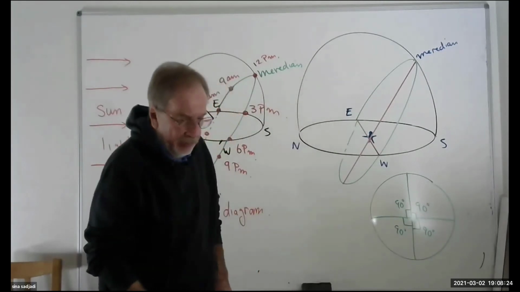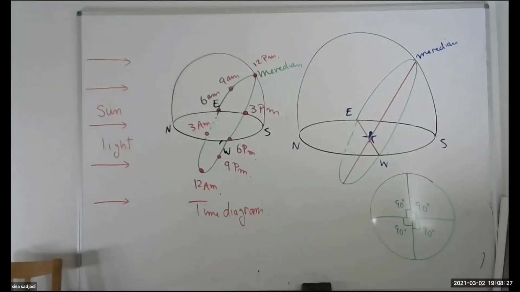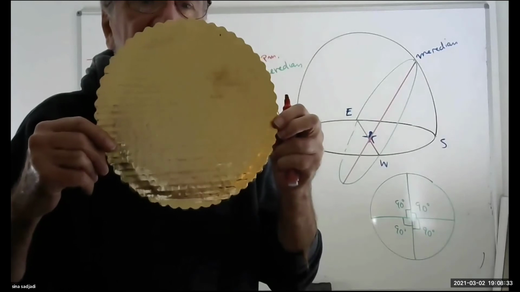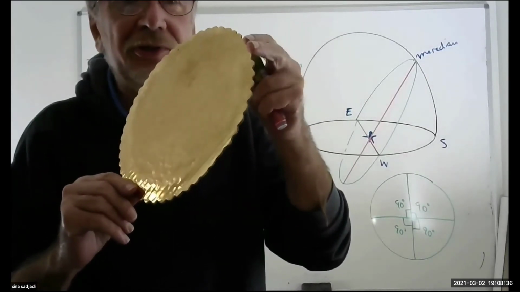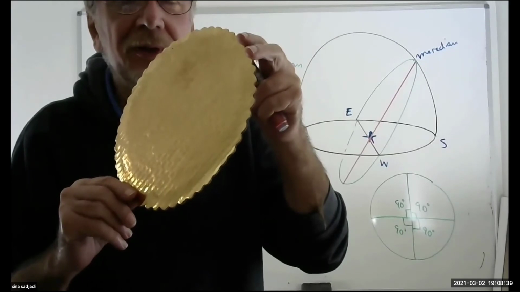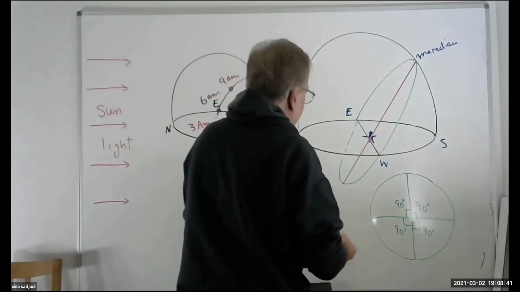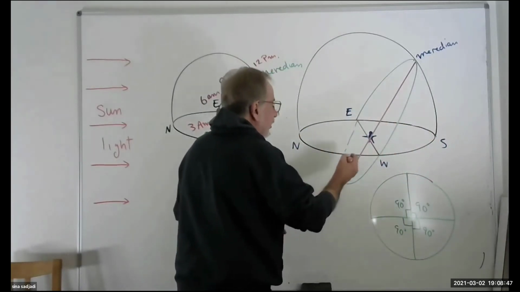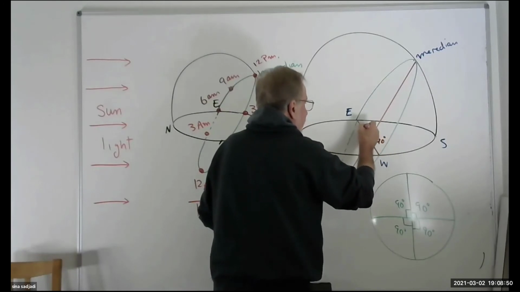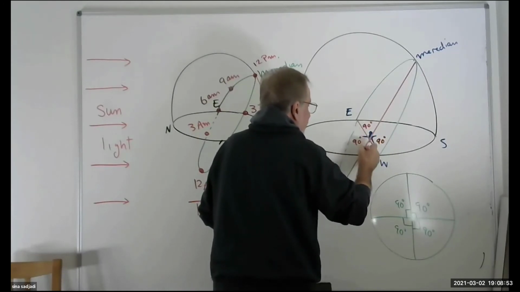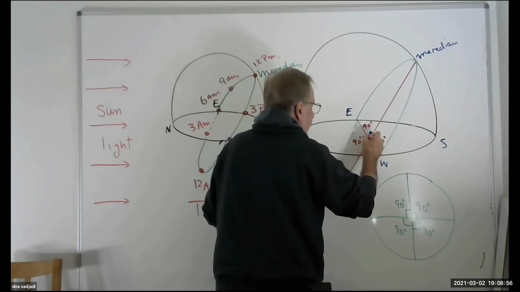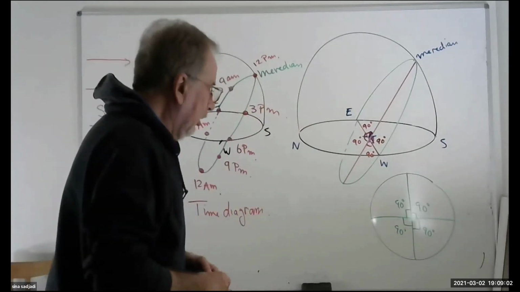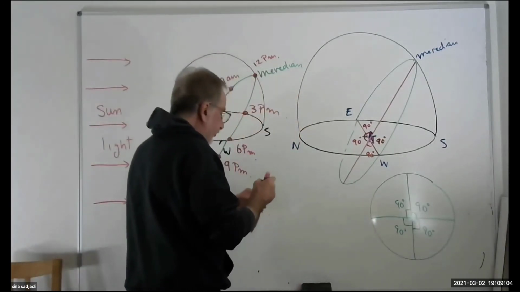Now, what happens if I tilt it? There's a circle. What happens if I tilt the circle? If I tilt the circle, I get this. So it's a circle that is tilted, and you have to get used to this. This is 90 degrees, this is 90 degrees, this is 90 degrees, and this is 90 degrees. So you still have 360 degrees. And half of that is going to be 45 degrees.